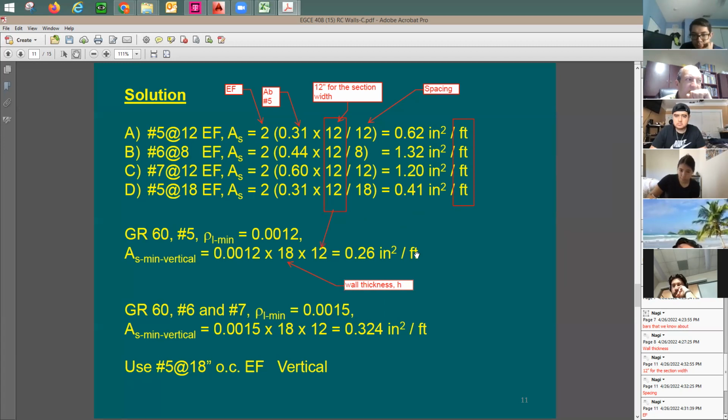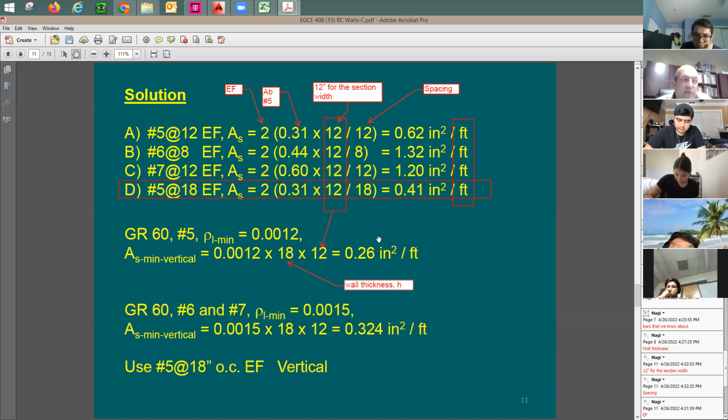Which foot? Where is the foot coming from? I'm going to say it comes from this one. I need minimum 0.26 square inch per foot. Which option can I go with? I'm going to say this is going to be for number 5, right? So this option should be good. I can just go with this, because 0.41 is covering the 0.26 square inches. So my choice was okay. I can go with answer D.